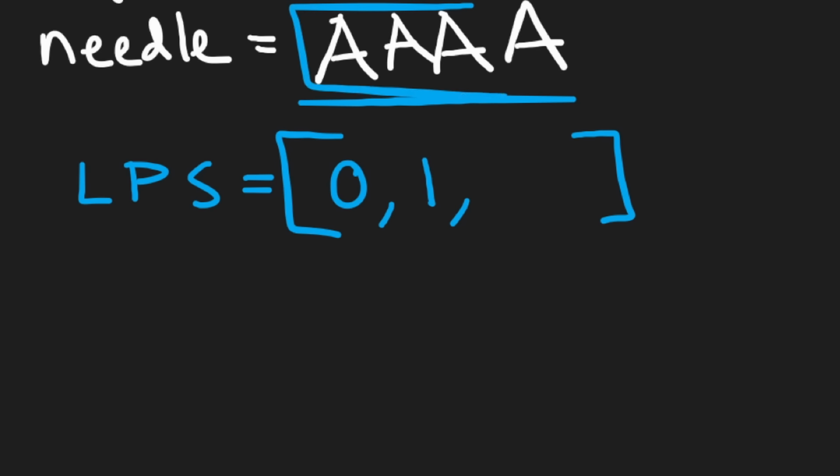So we're going to look at this substring, which is the first three characters because we're at the third position of our LPS. So what's the longest prefix that's also a suffix? Well, the first two characters, right? The first two characters match the last two characters. So we can put a value here too.